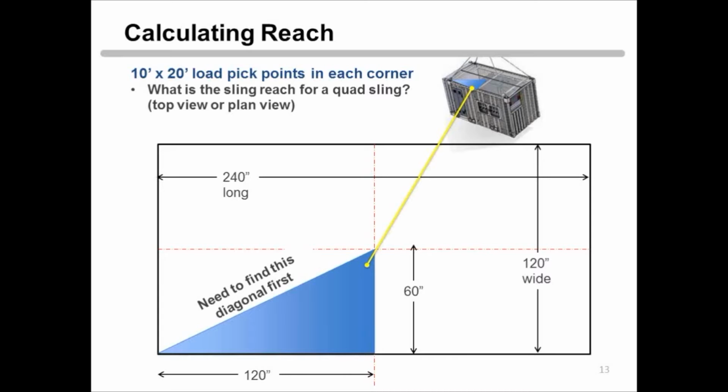And then the upper part of the triangle goes 60 inches to the center of the load, or half of the 10 foot, which is 120 inches. So half of that is 60. And we need to find that diagonal first. What is that length? That's very important. We need to find that before we can go any further.